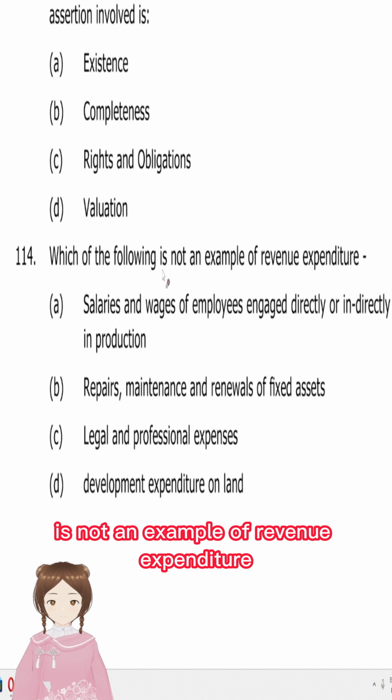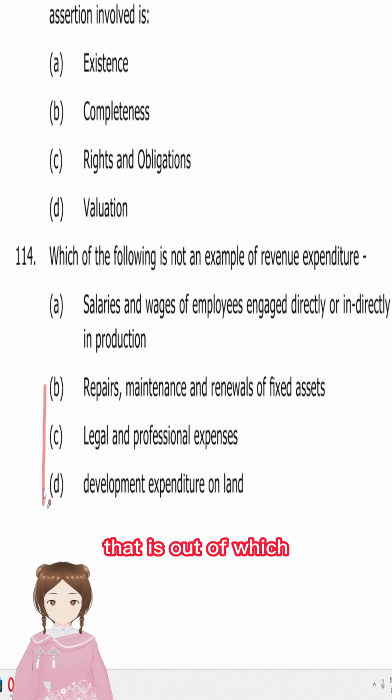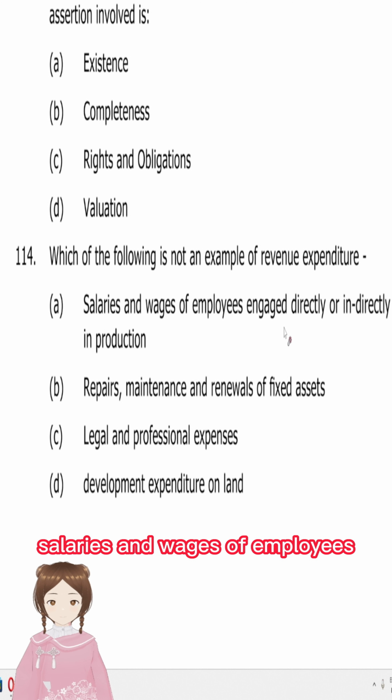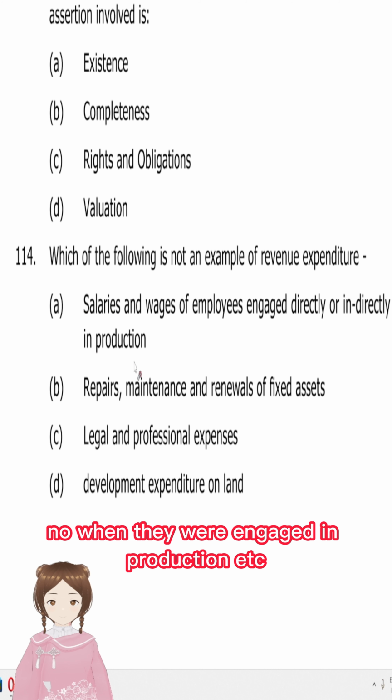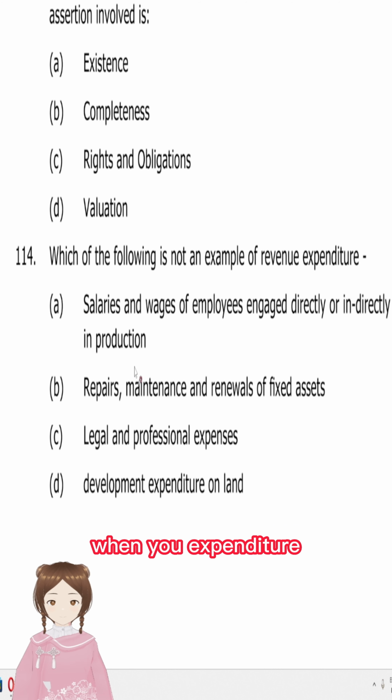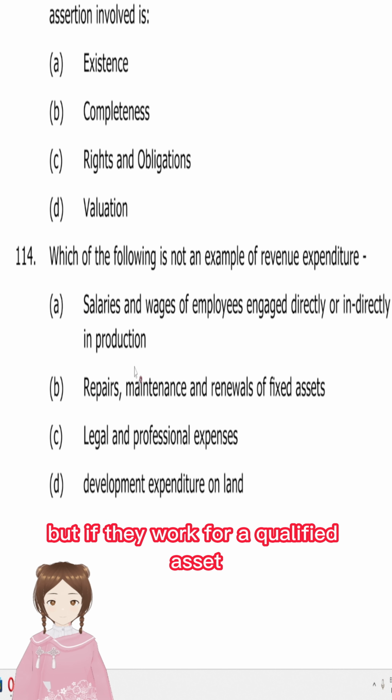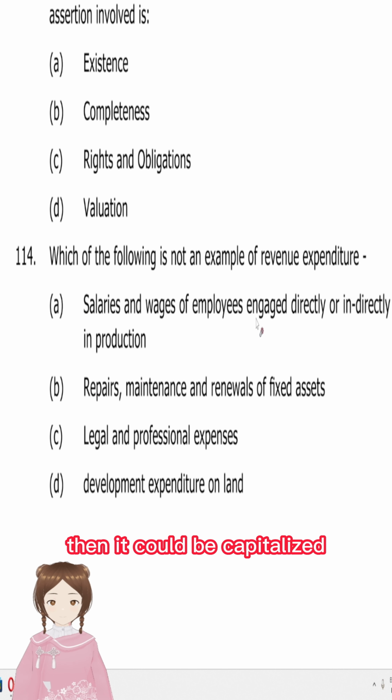This is Shreya from Samaya, MCQ 114, CA Inter. Which of the following is not an example of revenue expenditure? That is, which one is a capital expenditure. Salaries and wages of employees engaged directly or indirectly in production. When they were engaged in production, it's a revenue expenditure, but if they work for a qualified asset, then it could be capitalized.